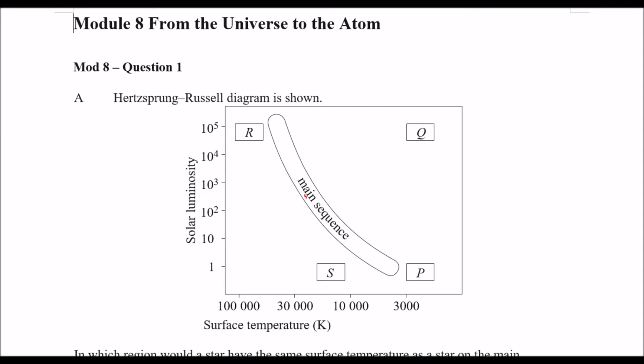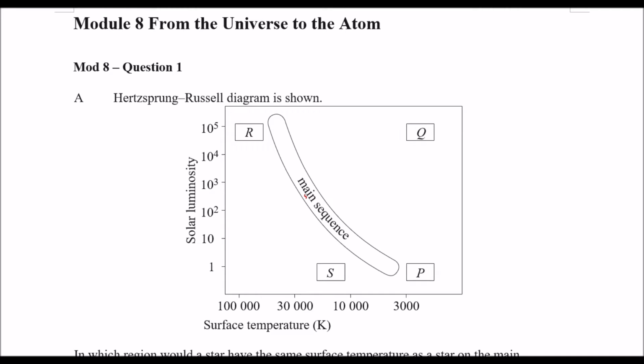My name is Mr. Wong, and we're going to go through something slightly different today. We're going to go through some multiple choice questions from the additional sample paper. This is going to be focusing on Module 8, which is from the universe to the atom. It includes things like quantum physics, emission spectra, also radioactivity, things like that. Okay, so let's start with question 1.